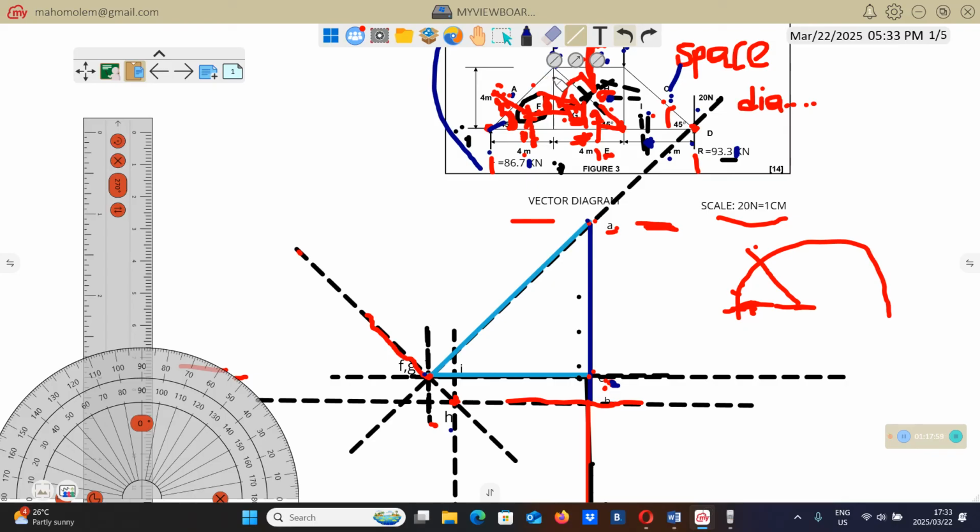Right, from there, let's go to this member. It's between G and H. So I'm going to draw a line from G to H. This one. From there, let's go to this member here. It's between G and E. This member from here to there, between G and E. So I'm going to join G and E.